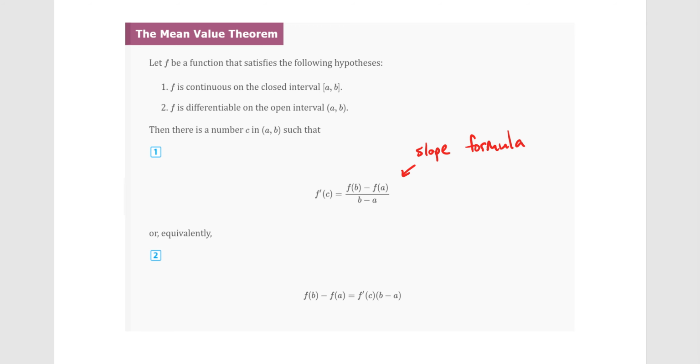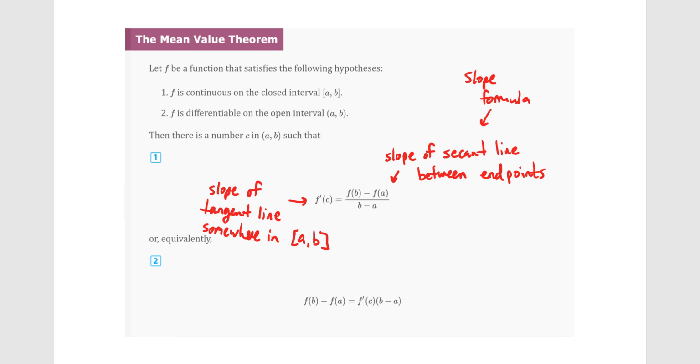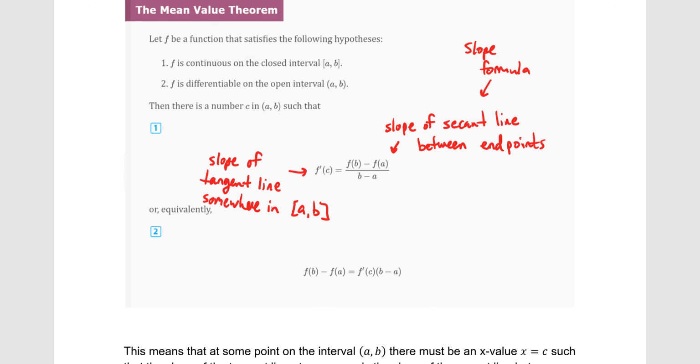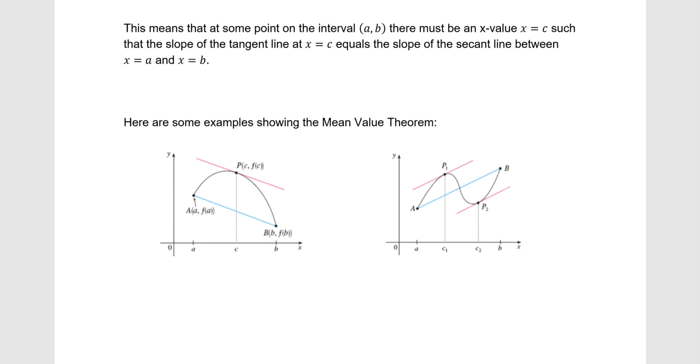which is just the slope formula. So this means that there has to be some point c such that the slope of its tangent line has to be the same as the slope of the secant line between the endpoints. We could also write it like this, which is essentially multiplying b minus a over to the left. Then I just wrote down here exactly what I said before, but now it's in words.